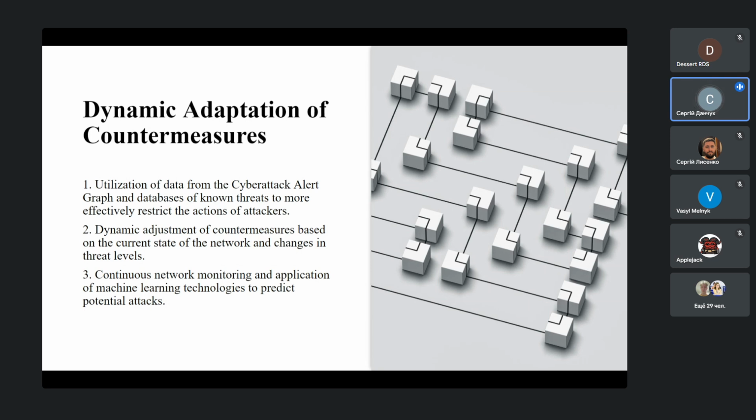Continuous network monitoring and application of machine learning technologies to predict potential attacks.